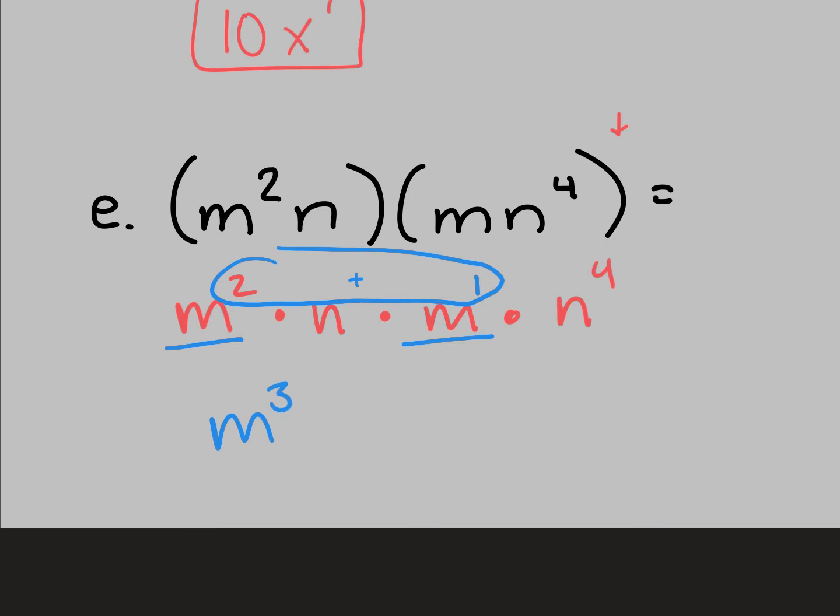And then I do the same thing to the n's. So my n here that doesn't have an exponent, what would the exponent on that be? 1. So I have 1 and 4. What do I do to those exponents? Add them. So it would be n to what power? The fifth power.